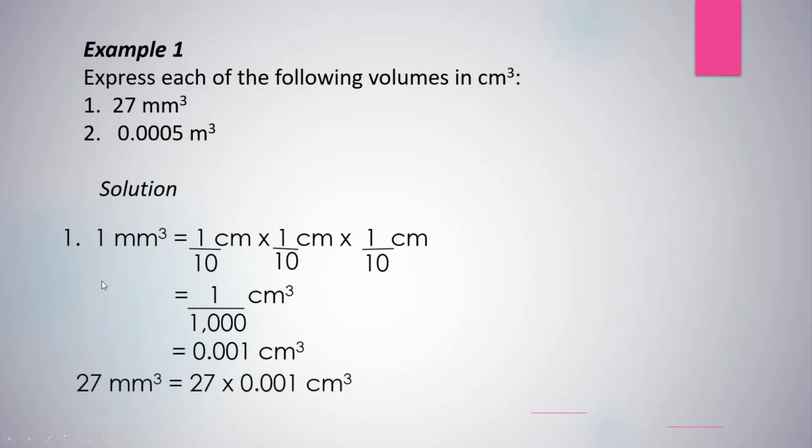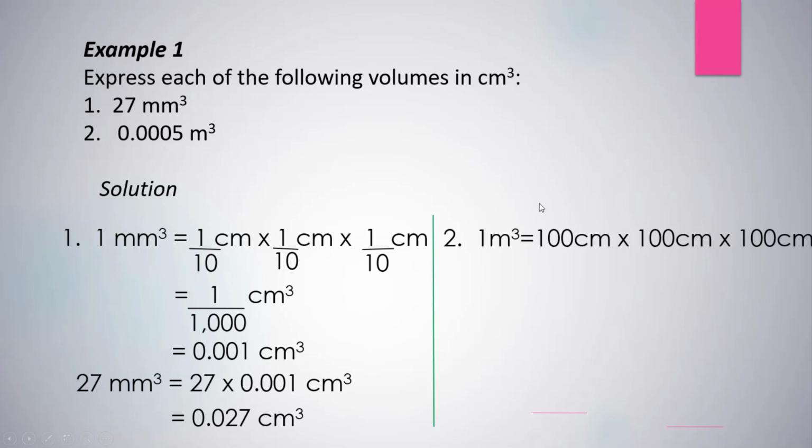So now if 1 is equal to 0.001 centimeters cubed, how about 27? Then we multiply 27 by 0.001 cubic centimeters, and we get the answer 0.027 cubic centimeters.